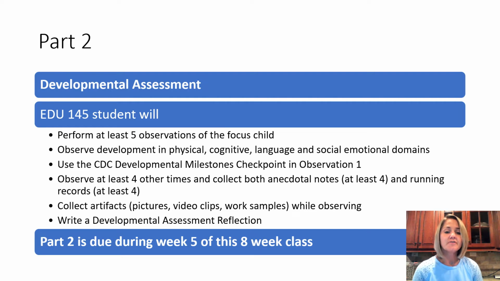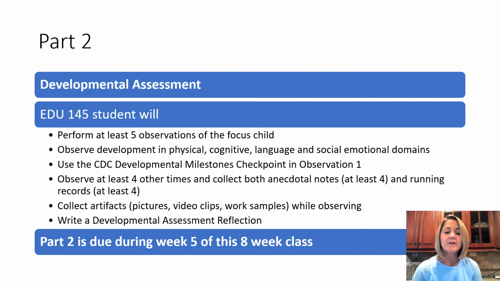You need to observe the developmental domains that are outlined in the project, which are physical, cognitive, language, and social emotional domains. You're going to also use the Centers for Disease Control Developmental Milestones checklist for that first observation to give you a broad overview of where that child is developmentally. And then for the rest of the observations, you'll be taking anecdotal records and running records.